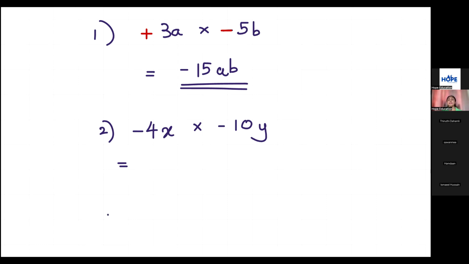Okay, yes, good. First, we multiply the numbers. 4 times 10 is 40. Then we multiply the letters. X times y is xy. Then, here the sign is minus. Here also the sign is minus. When two minuses are multiplied, the answer gets plus. When the answer is plus, you don't have to mention plus. You can just leave it like this. So the answer is 40xy. Good. What if I give you something like this?